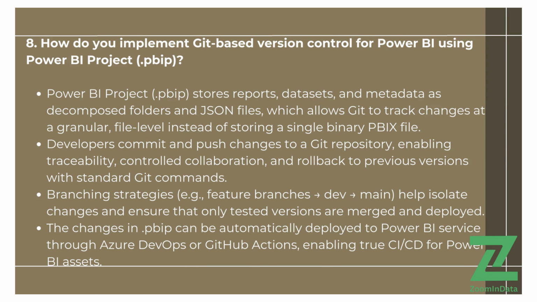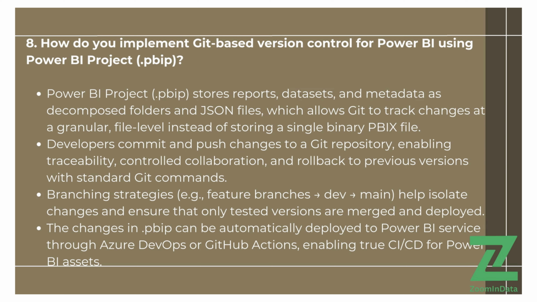Eighth question. How do you implement Git-based version control for Power BI using Power BI Project, PBIP? Power BI Project, PBIP, stores reports, datasets, and metadata as decomposed folders and JSON files, which allows Git to track changes at a granular, file level instead of storing a single binary PBIX file.